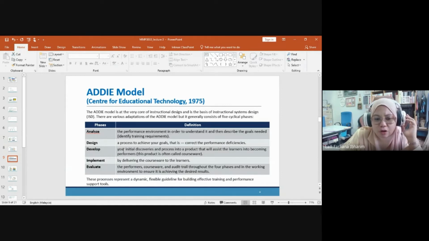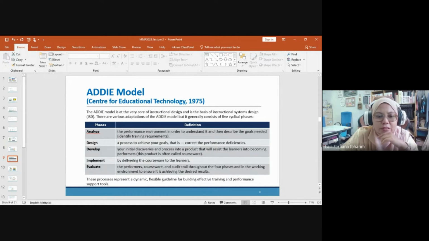After you have finished all the design and develop phases, you will implement it, by delivering the courseware to the learners. How? Maybe by installation in class, and how you manage the product or the courseware in your class and so on. After that, you will evaluate the performance of the courseware or your product. Here we will see the effectiveness or the usability of your product through the learners' feedback.